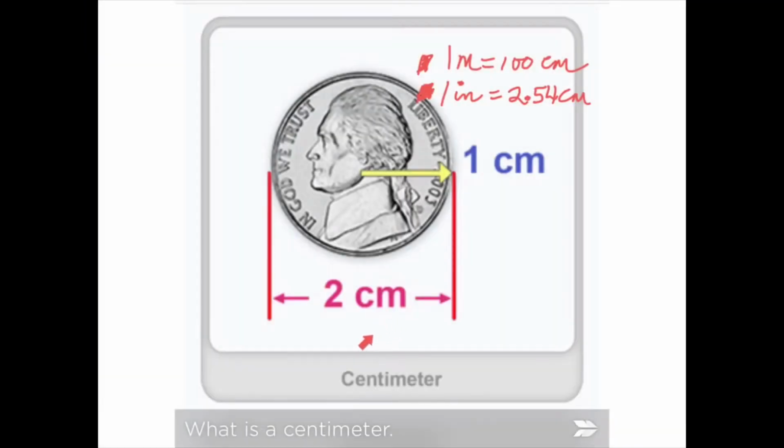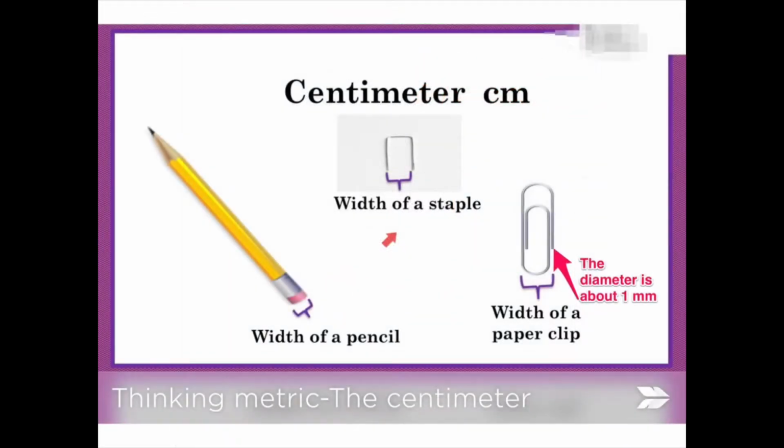The diameter of a nickel is about 2 centimeters. The radius, which is 1/2 the diameter of a nickel, is about 1 centimeter. 1 centimeter is also roughly the width of a paperclip. 1 meter is exactly 100 centimeters by the definition of centi, and 1 inch is exactly 2.54 centimeters. 1 centimeter is also roughly the width of a staple, the width of a pencil, and the width of a paperclip. The diameter of the paperclip is about 1/10 of a centimeter, or 1 millimeter.